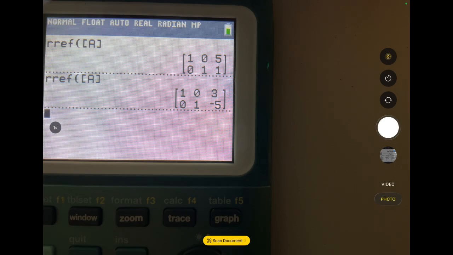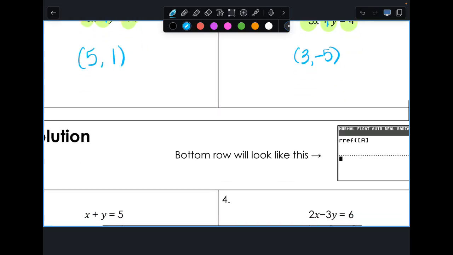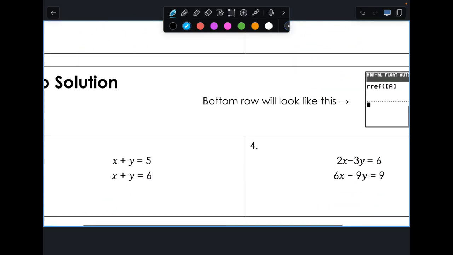What do you keep doing? Bring it here. Go ahead and try the next one. Try the next one and I'll come back and we'll talk about it.